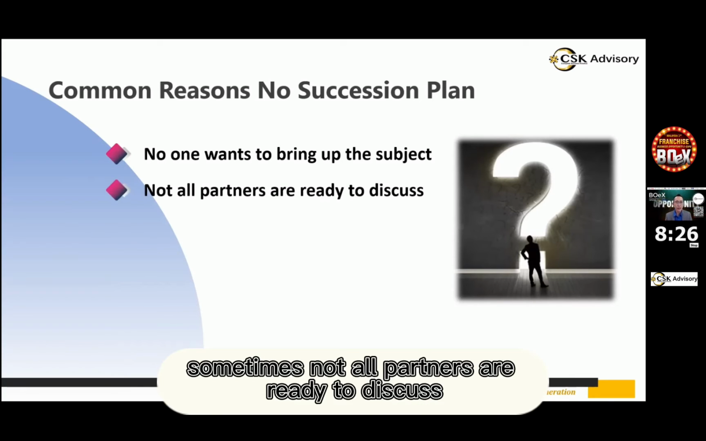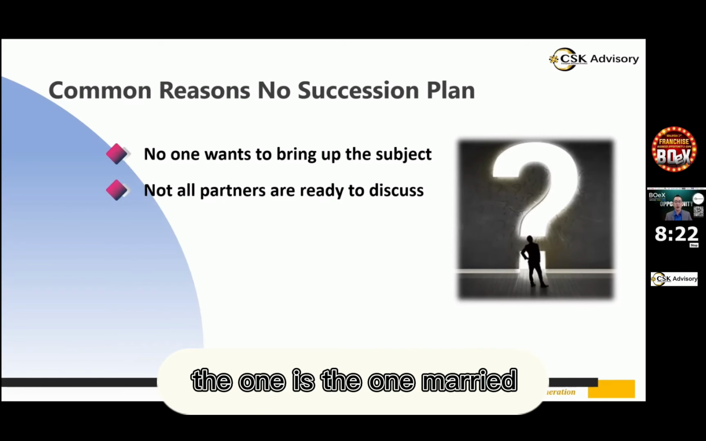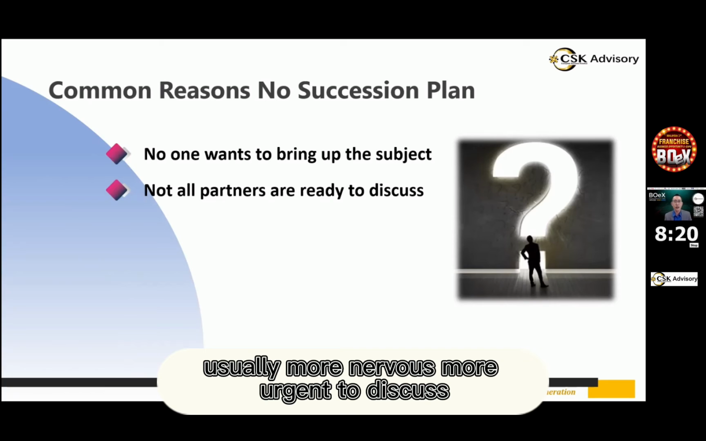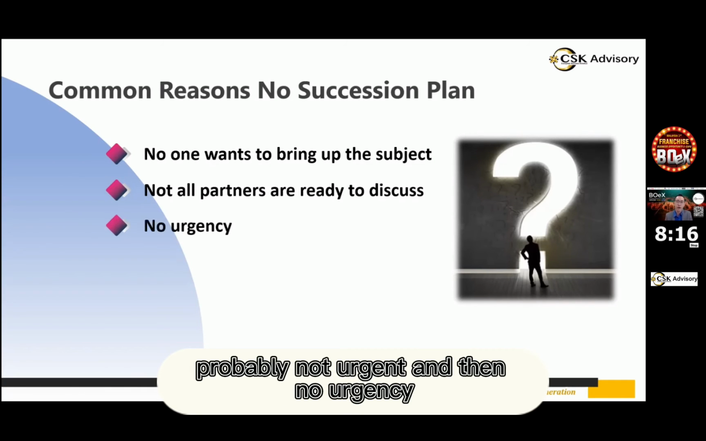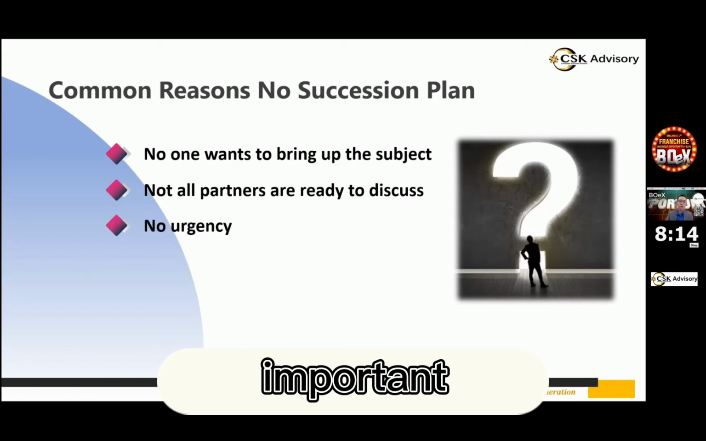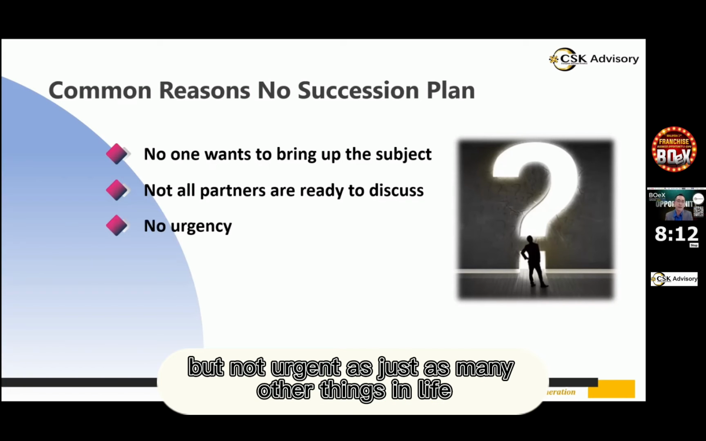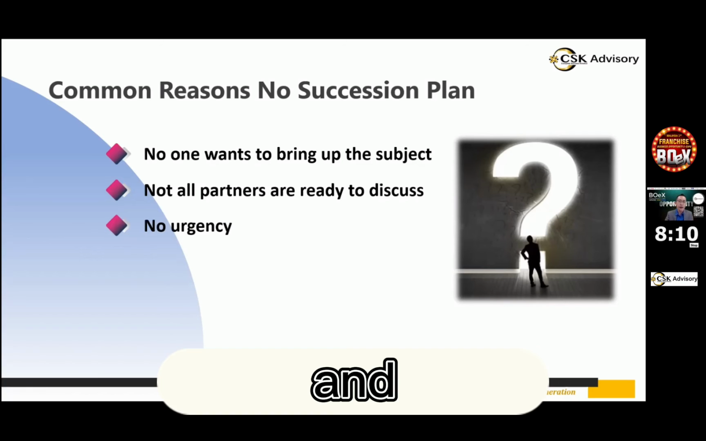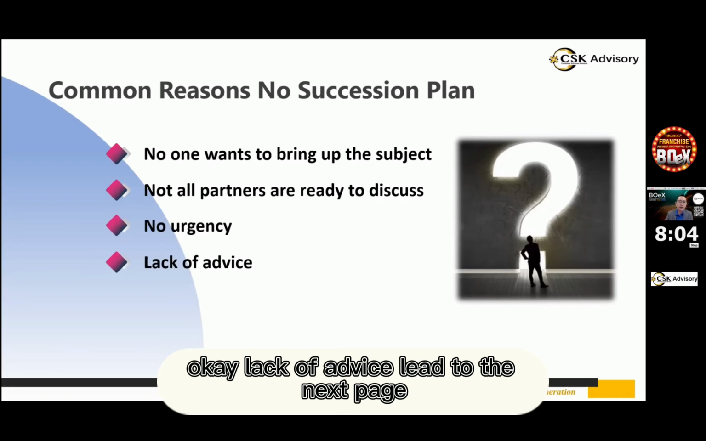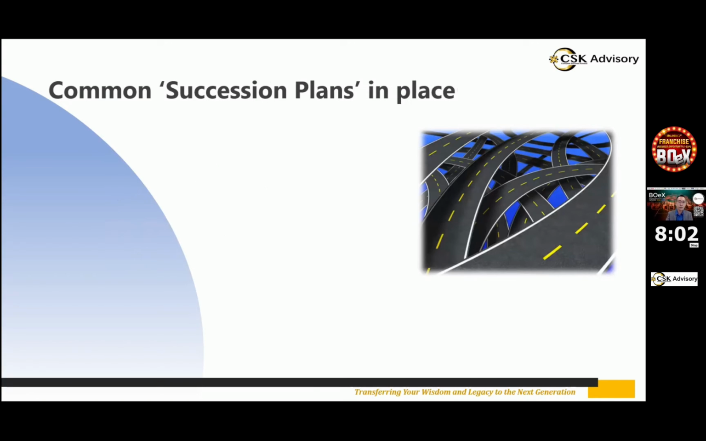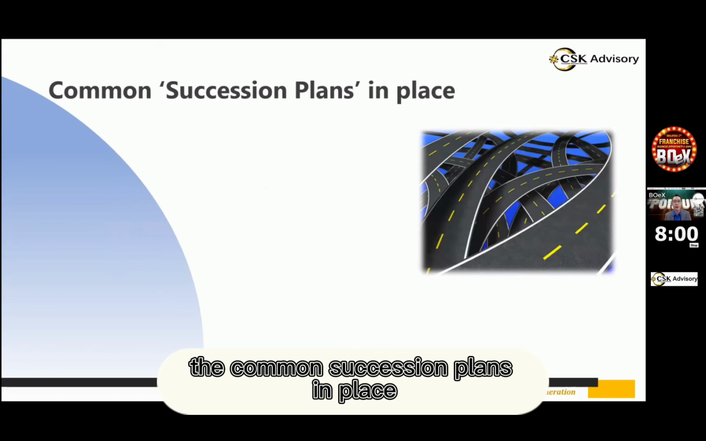And sometimes not all partners are ready to discuss. One is married, one is not married. The one married is usually more kanjiong, more urgent to discuss. But the one not married, probably not urgent. And then no urgency, important but not urgent, just like many other things in life. And number four, a common reason, lack of advice.